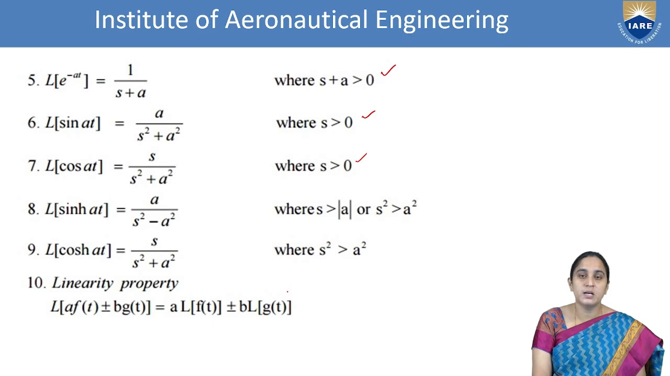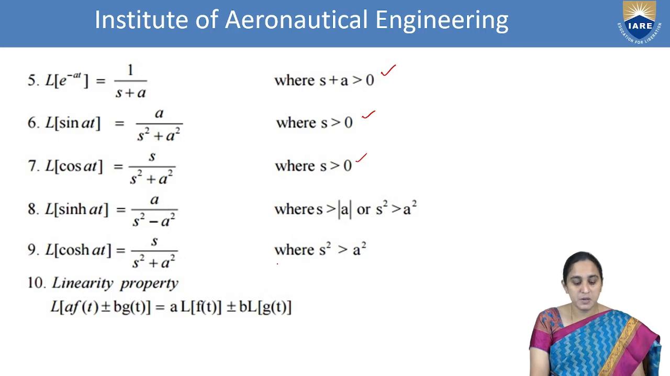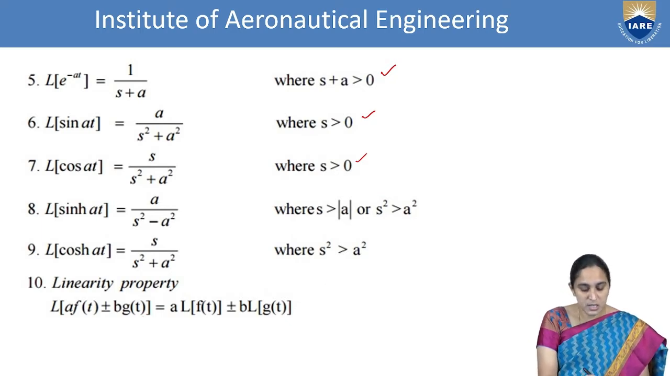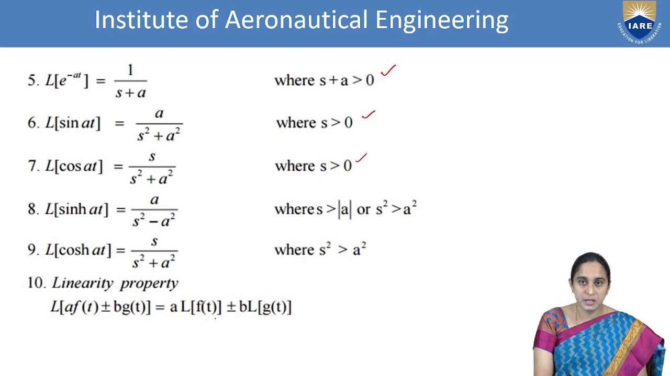And next, the 10th formula. This is the linear property of the Laplace transform. That is Laplace of a into f of t plus or minus b into g of t. Once you see here, the f of t coefficient is a, and here the g of t coefficient is b. For that case, I'll take a into Laplace of f of t, plus or minus, the coefficient of g of t as b, I'll take outside, that is b into Laplace of g of t.